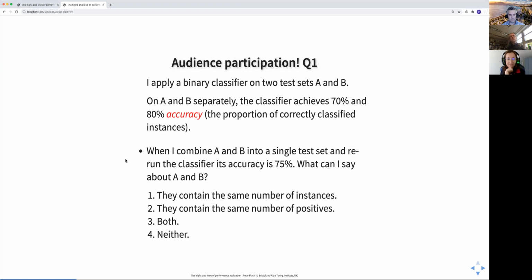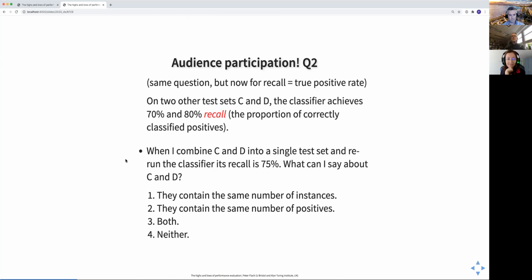Question two is the same question, but now for recall. I now have two new test sets so that there is no confusion about that. A and B have nothing to do with C and D, but I get the same numbers out, the same average, but I'm talking about recall. Which of the four alternatives apply? And recall is the true positive rate, the proportion of actual positives that were correctly classified.